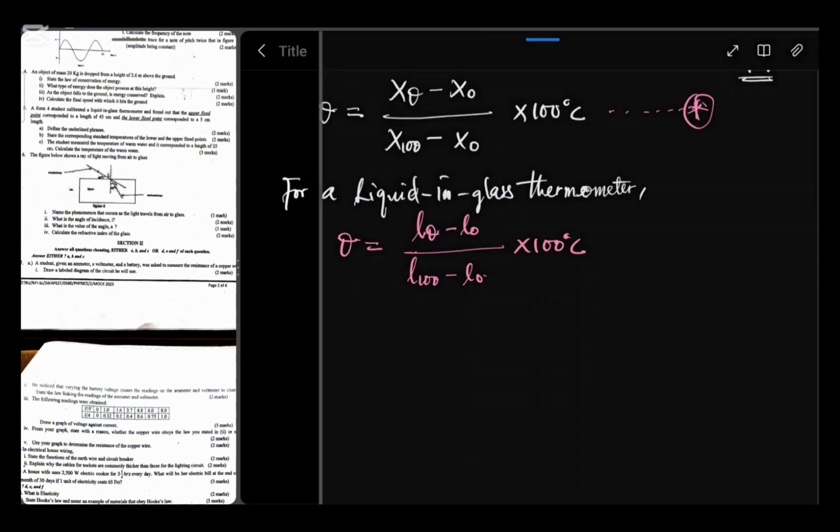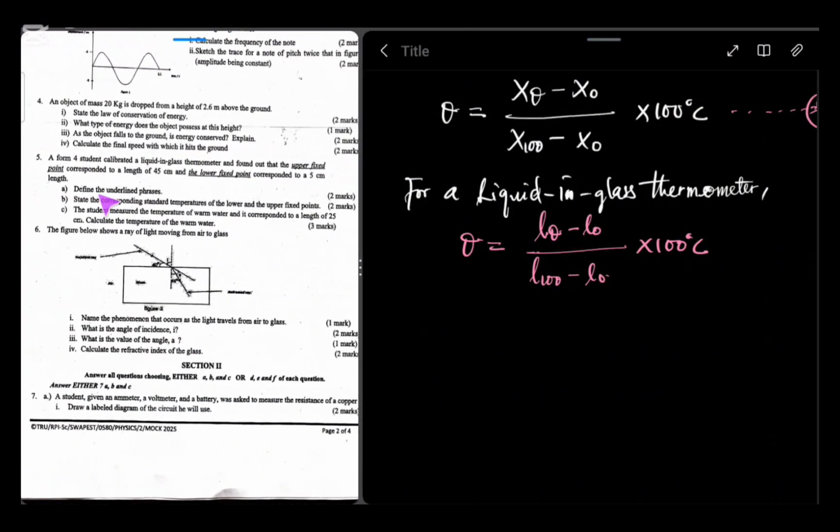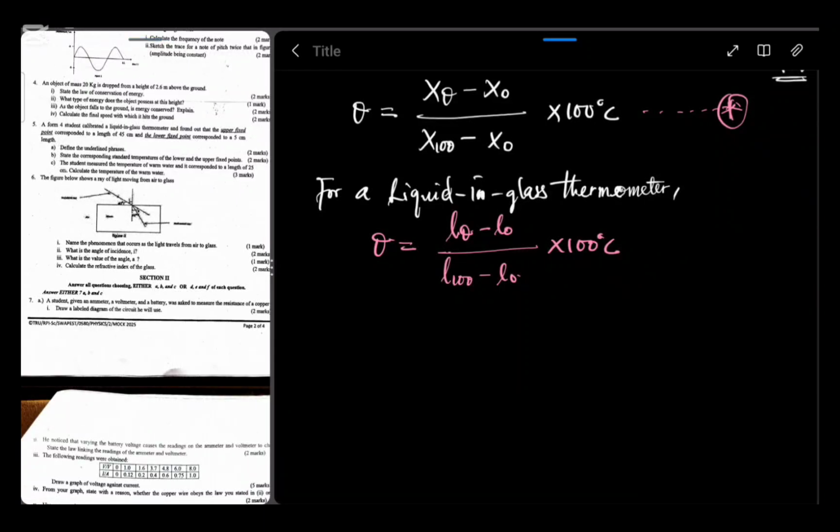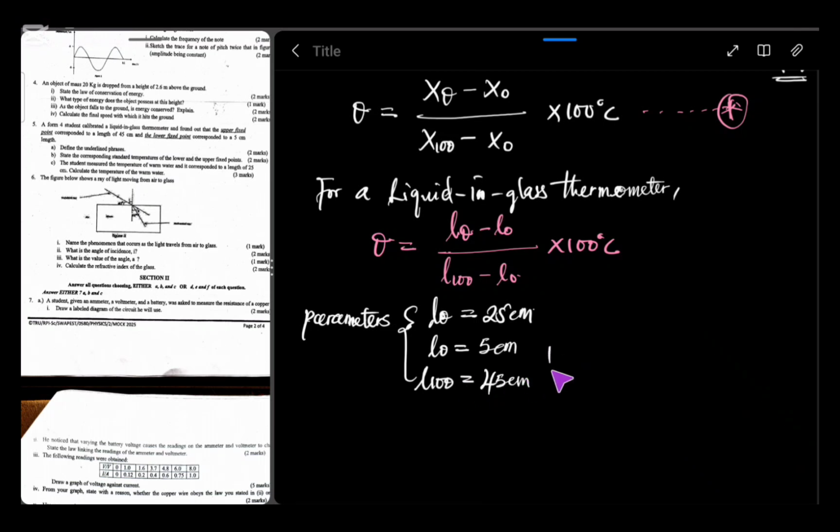So according to the question, the length at the upper fixed point is 45, the lower fixed point is 5, and at an unknown temperature the length is 25 centimeters. So we have the parameters given to us. Please always copy your information. L theta is 25 centimeters, L0 is 5 centimeters, and L100 is 45 centimeters. With all of these, if you key in the values quickly, we have 45 centimeters minus 5 centimeters divided by 25 centimeters minus that same 5 centimeters multiplied by 100 degrees Celsius.